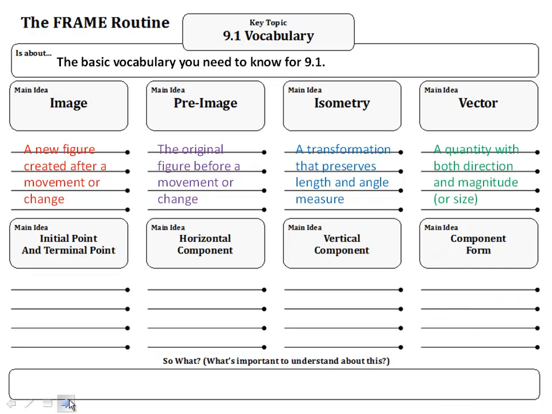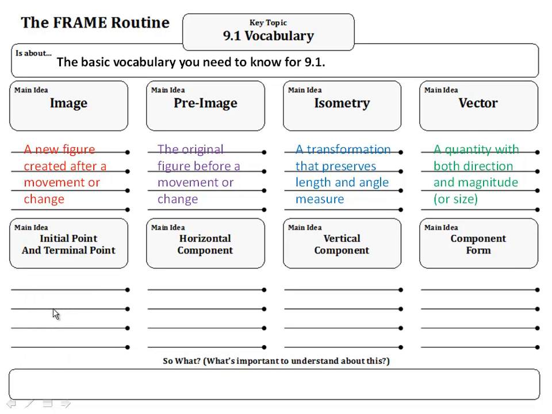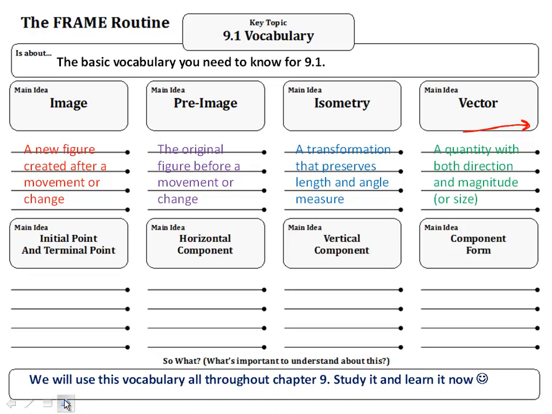A vector is a quantity with both direction and magnitude or size. So a vector really looks just like an arrow. A vector is going to look like that, kind of like a ray. But it's got a direction and it's got a size to it. So we'll talk about how we label those. The initial point and terminal point. Okay. We actually will do these, I believe, on the next lesson. So we're not going to do these first two words quite yet.